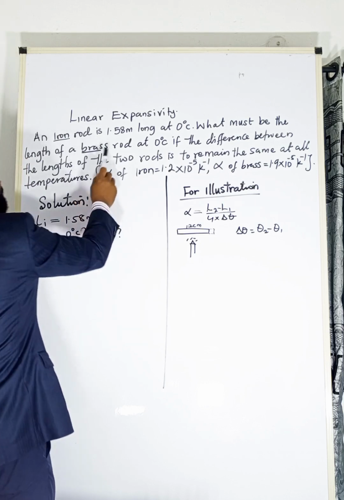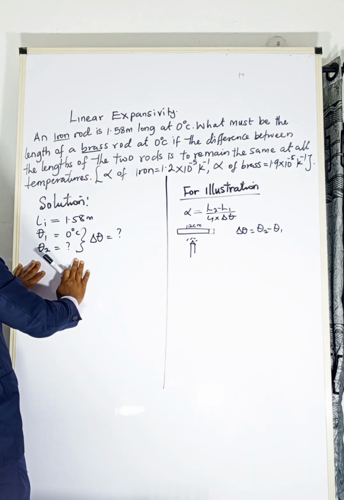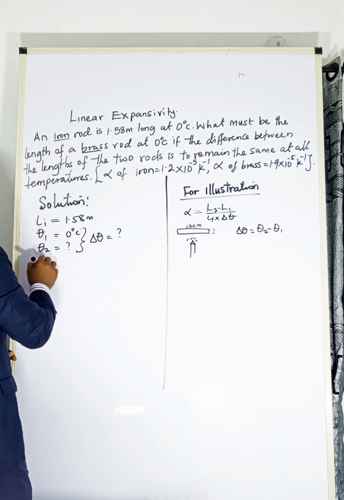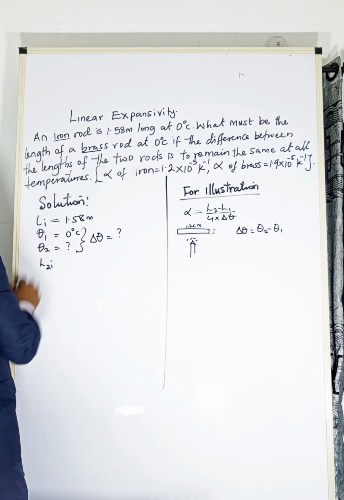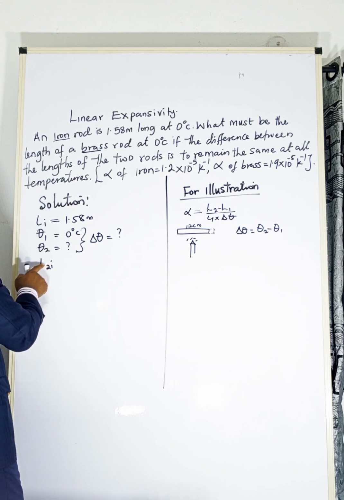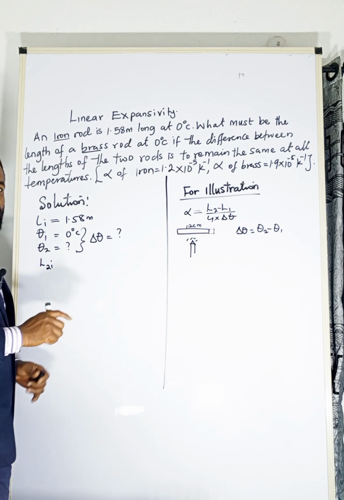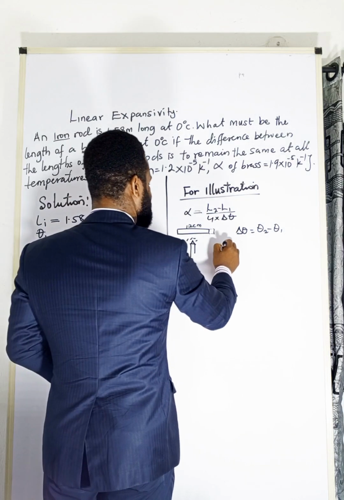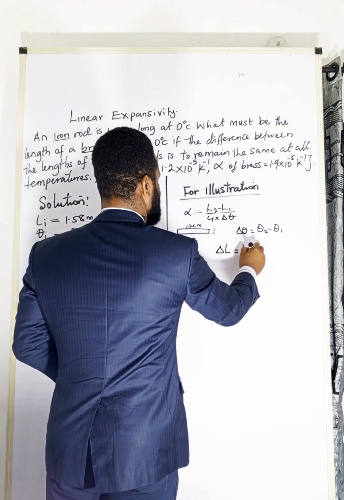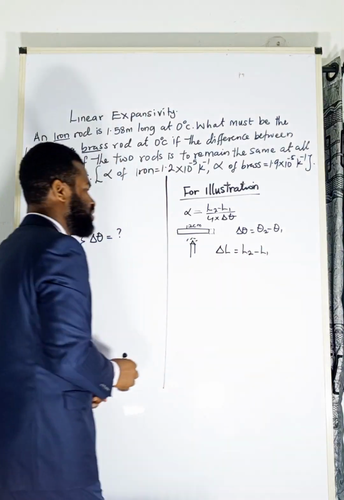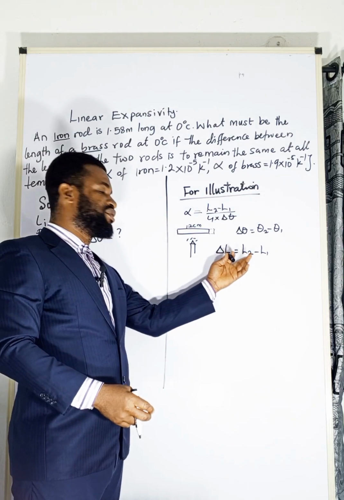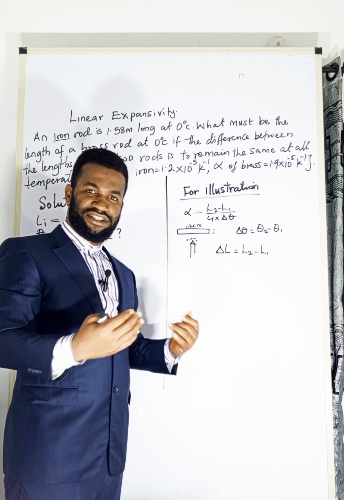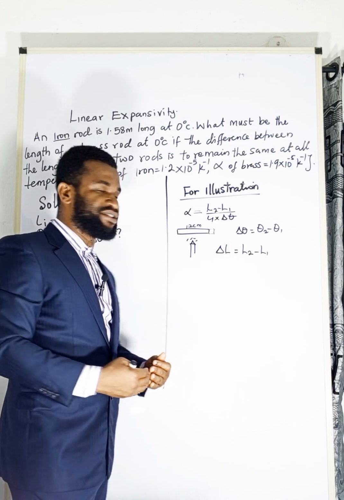This is for iron. Also remember that L2 for iron, the new length of iron when it is heated, is still unknown. But something I want you to know is that change in length is L2 minus L1, where L2 is the new length after heating, and L1 is the length before the heat is applied.